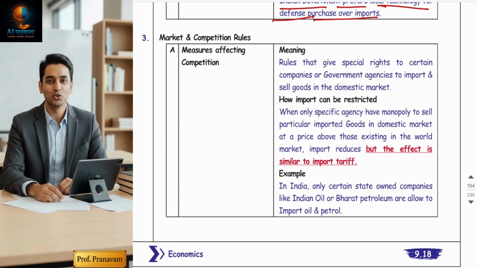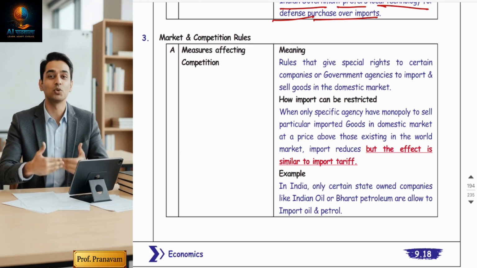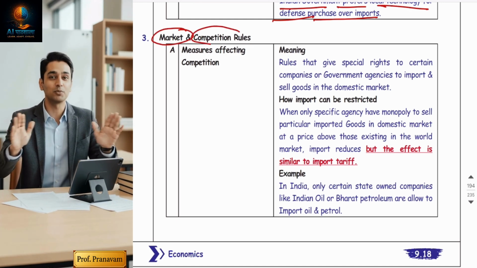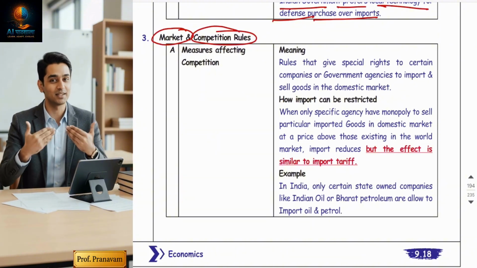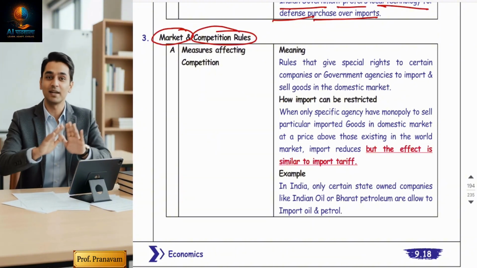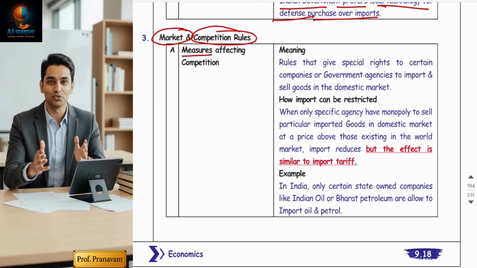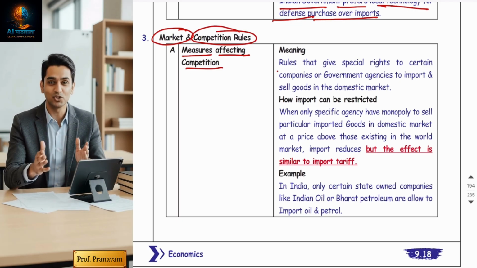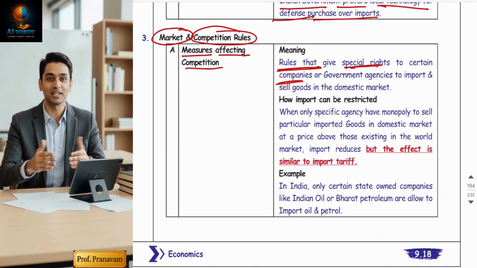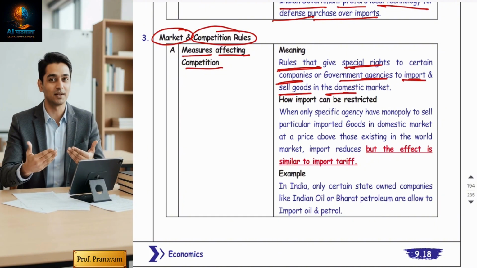Next, third group. Import also can be restricted by controlling market and competition rules. Here, the government can change the rules, which can change the market control or competition levels. So how can they do it? The first method is measures affecting competition. What kind of measures can the government take which can affect competition so domestic producers can be saved? Rules will be made that give special rights to certain companies and government agencies to import and sell goods in the domestic market.